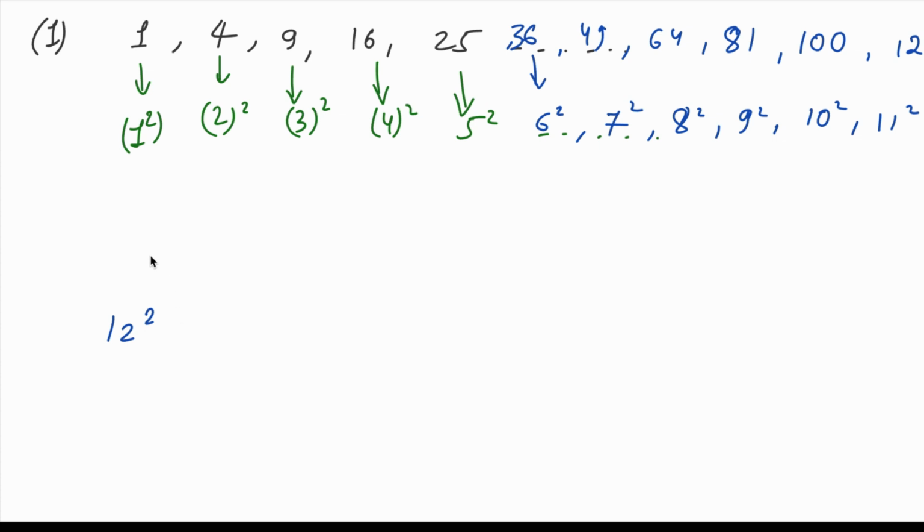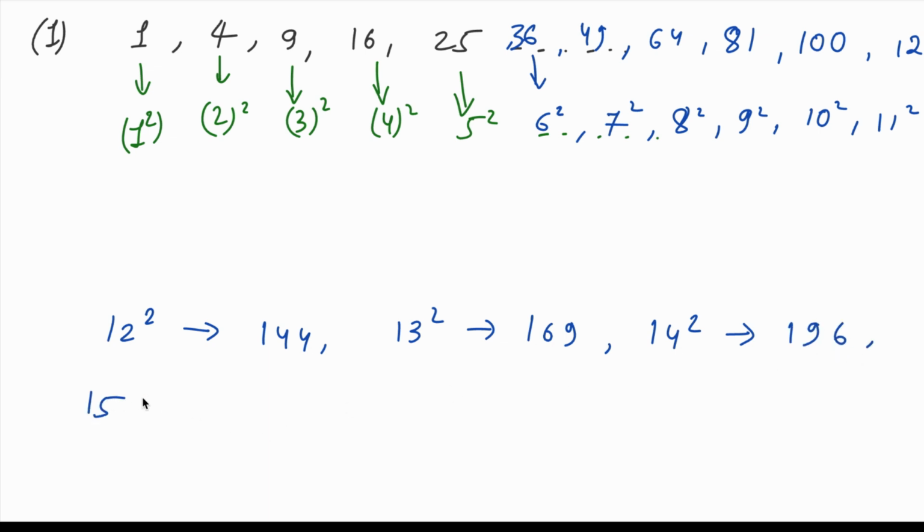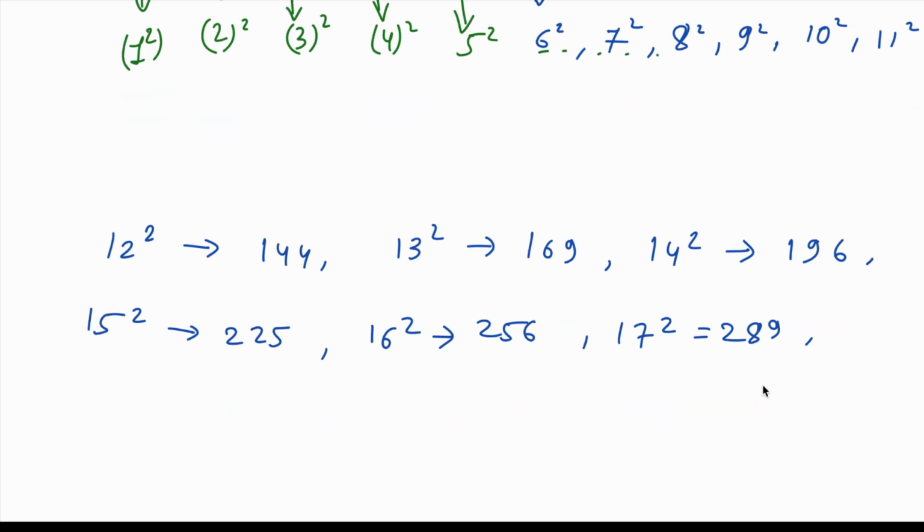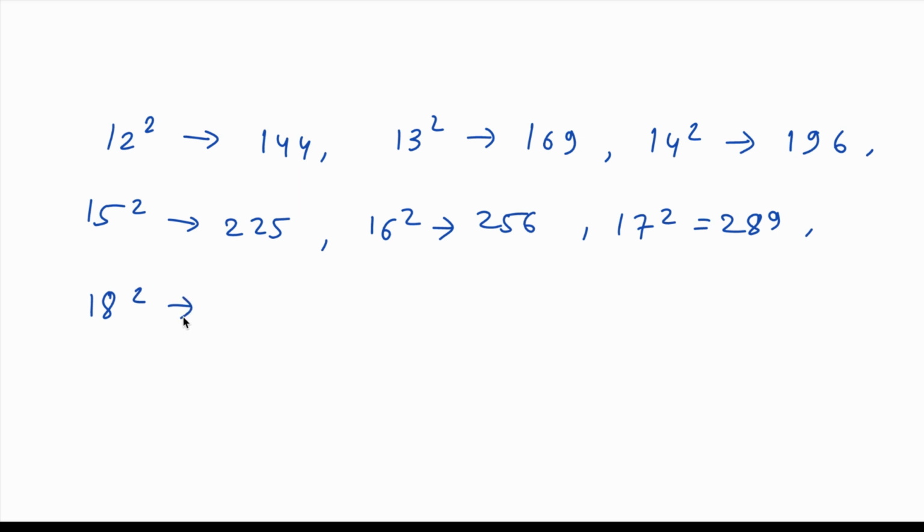Then 12 square, which will give you 144. 13 square, which will give you 169. 14 square, which will give you 196. 15 square, which will give you 225. 16 square is 256. 17 square, 289. 18 square, 324. 19 square, 361. 20 square, 400. So we are done with question 1.